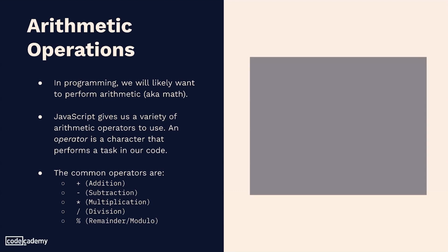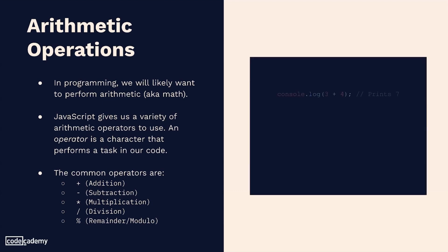Here are some examples of these in action. First, we have addition. So here we have 3 plus 4, which would return 7. Next, we have subtraction, 5 minus 1, which would return 4. 4 times 2, multiplication, which returns 8. 9 divided by 3, which will return 3. And then we have modulo. Here we have 11 modulo 3.